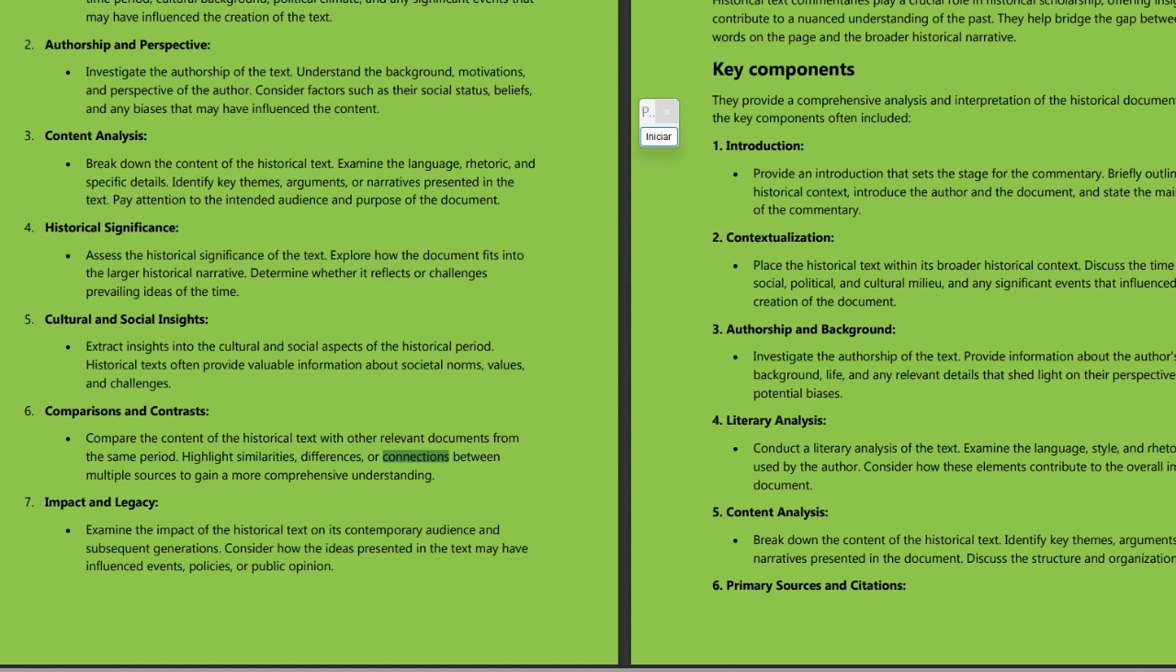Number 7 is talking about impact and legacy. In this item, we have to examine the impact of historical texts on their contemporary audience and subsequent generations. Don't forget to consider how the ideas presented in the text may have influenced events, policies, or public opinion.